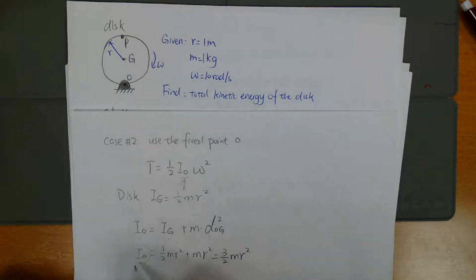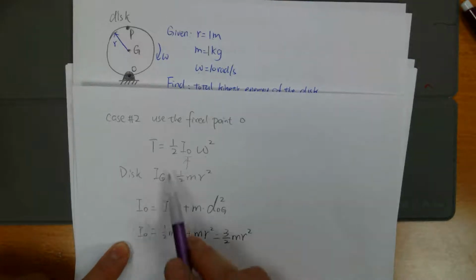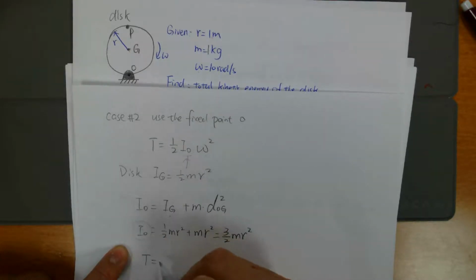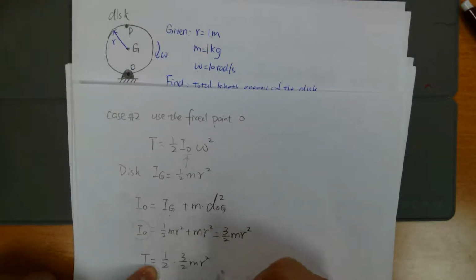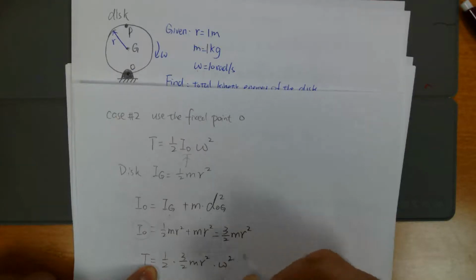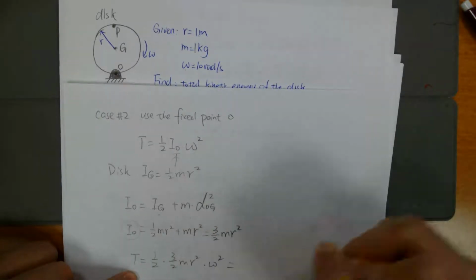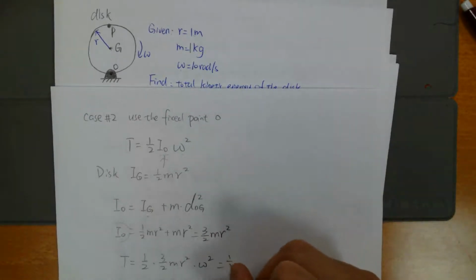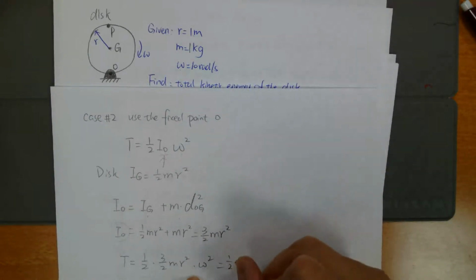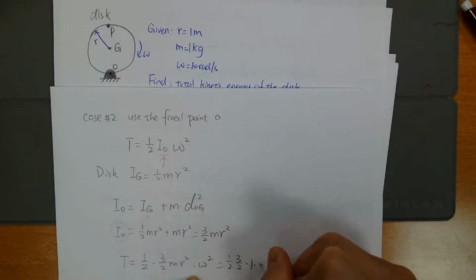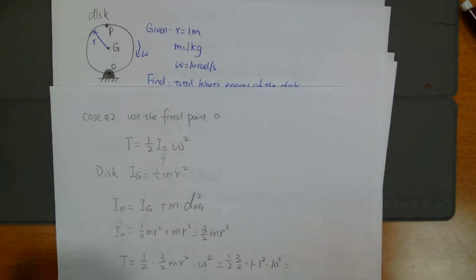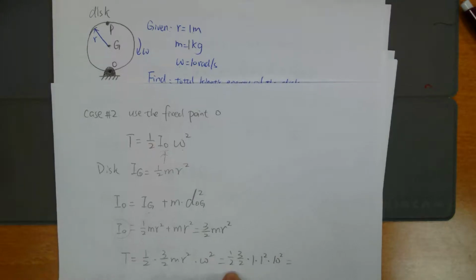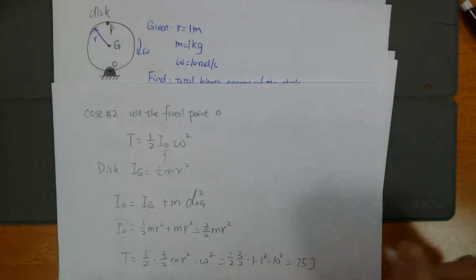Now we have the mass moment of inertia about point O. We can plug that into the kinetic energy equation. T equals 1/2 times 3/2 mass r squared times omega squared. And now we can plug in mass, r and omega, times 1 times 1 squared times 10 squared. And once you plug in everything, you will realize our result is 75 joule again.